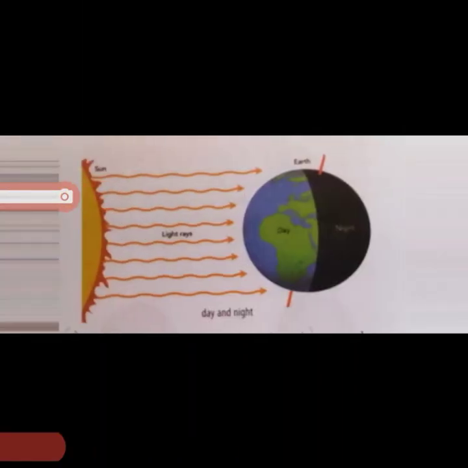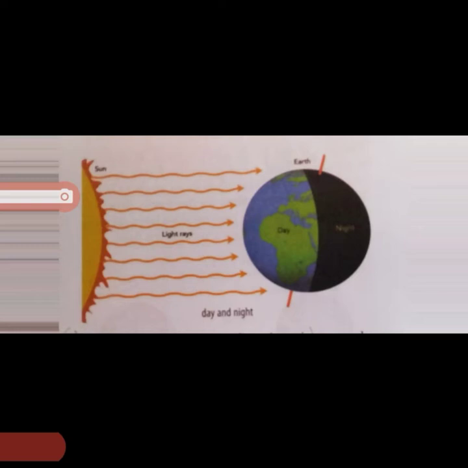Now, because of rotation, we have the day and night phenomena. While rotating, one part of the earth will face the sun and the other part will be in the opposite direction. This happens gradually. The part that faces the sun has day and the opposite part will have night.